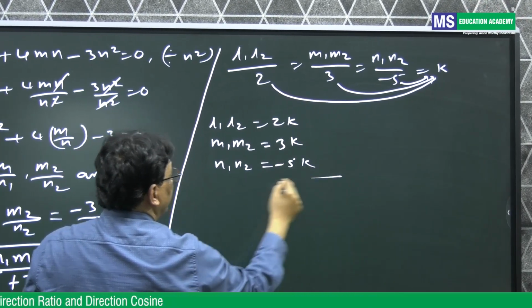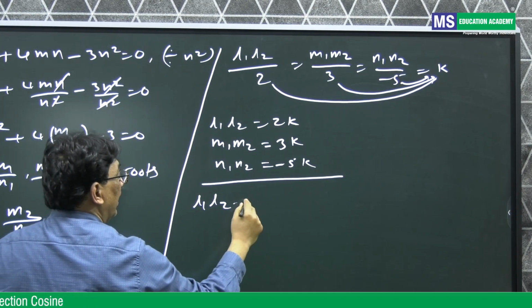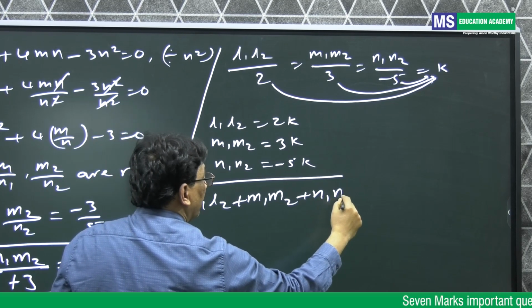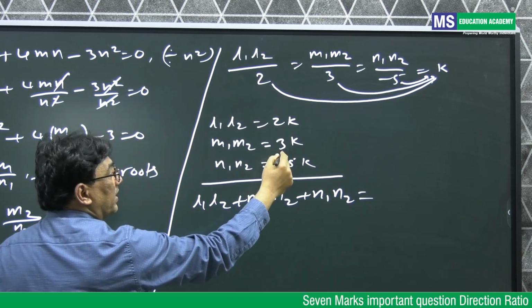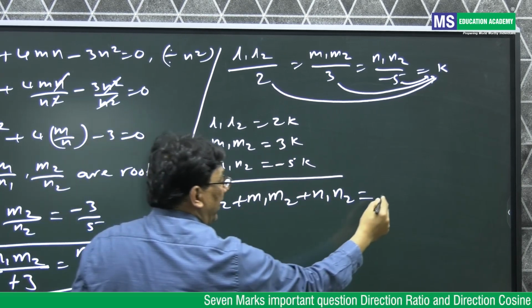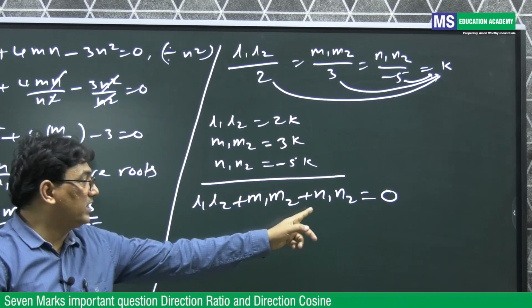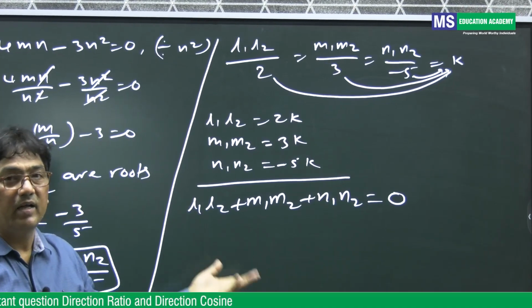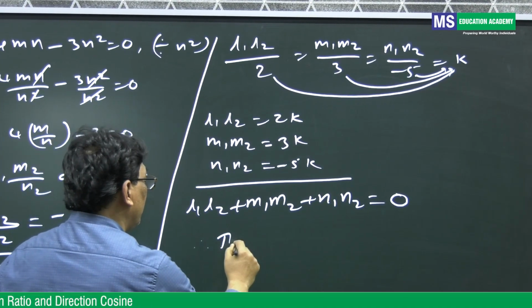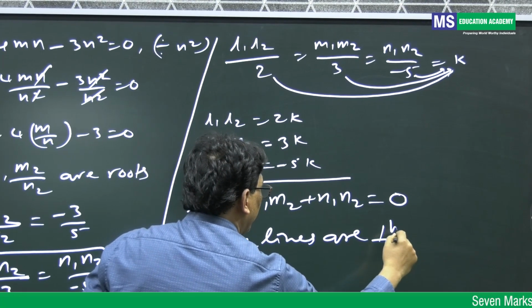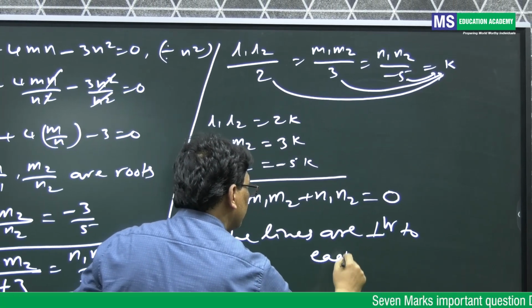If we add all of these, L1 L2 plus M1 M2 plus N1 N2, 2k plus 3k is 5k, minus 5k, it becomes 0. Whenever L1 L2 plus M1 M2 plus N1 N2 is 0, the lines are perpendicular. Therefore, the lines are perpendicular to each other.